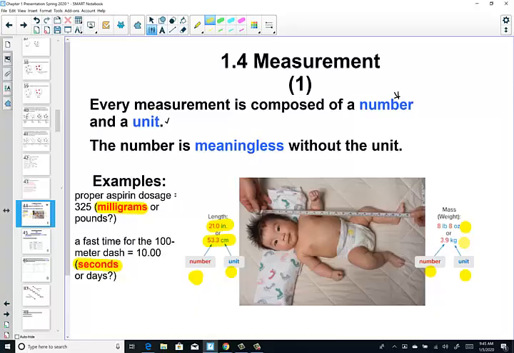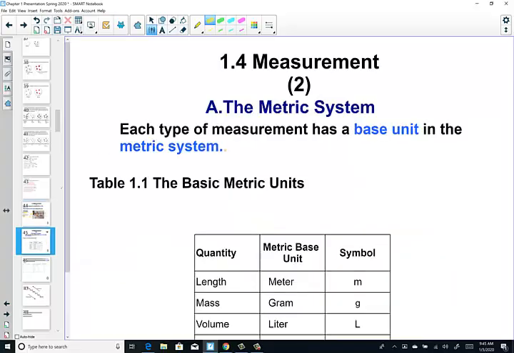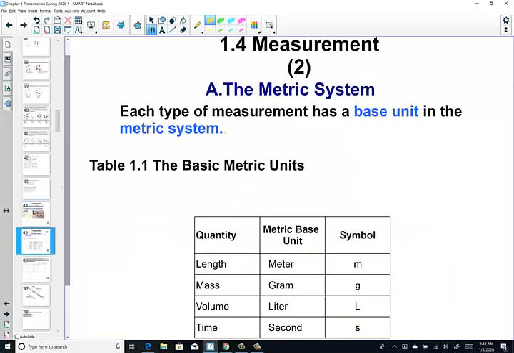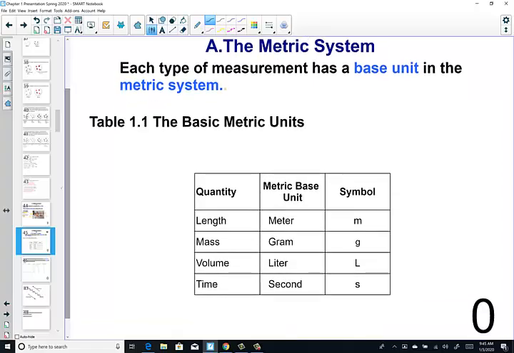And as we begin exploring the metric system, this is the scientific unit of measurement used worldwide. It is what we will use in every science class here at Western, and every science class across America as well. The metric system is based on the unit 10. Each type of measurement has a base unit in the metric system, and we're going to fill in together and practice with the metric system, converting from one unit to the next.